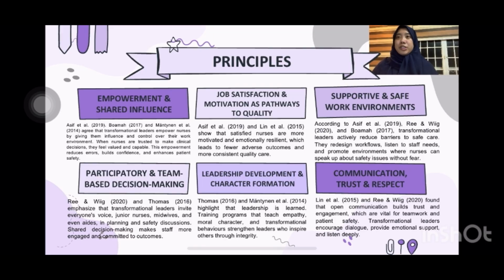6. Communication, trust, and respect. Lynn and colleagues in 2015 and Rhee and Wig in 2020 found that open communication builds trust and engagement, which are vital for teamwork and patient safety. Transformational leaders encourage dialogue, they provide emotional support and listen deeply. In multicultural BARM hospitals, where staff may speak Magindanaon or Tausog or Maranao, leaders who respect language and culture bridge communication gaps, reduce misunderstandings, and strengthen trust across faith and ethnicities.